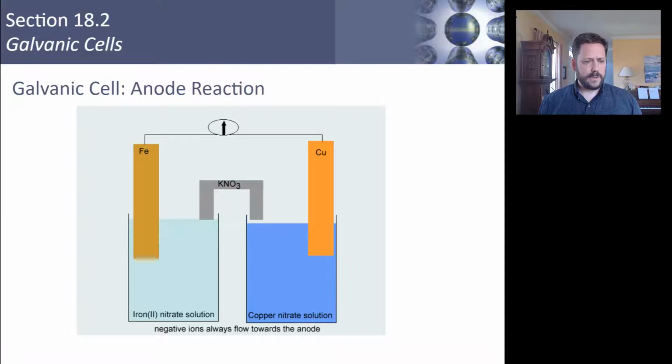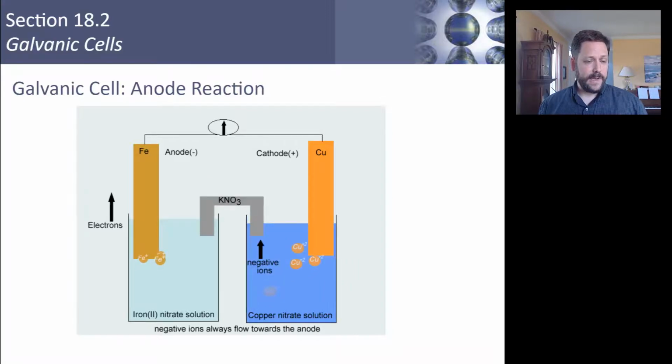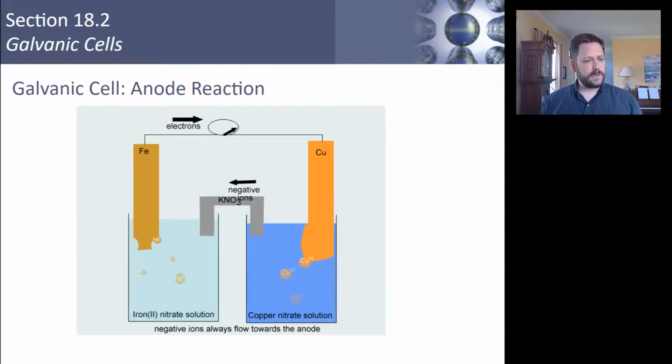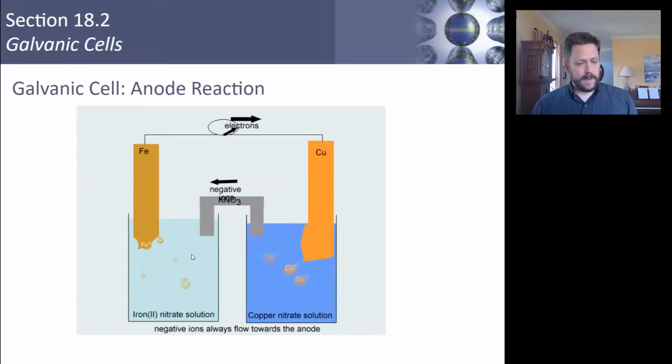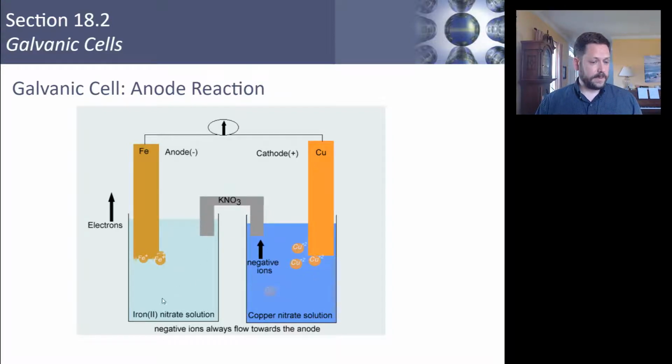So where do those electrons go? On the left-hand side, we have oxidation occurring, and oxidation is losing electrons. Well, you can see the electrons are flowing through the wire, and they're going to the copper electrode, which is the cathode. So if I'm losing electrons, then I'm going to cause these iron ions to accumulate in the iron nitrate solution, and the accumulation of those positive cations is going to cause the nitrate ions of the salt bridge to migrate into that solution so that we have still a neutral solution.